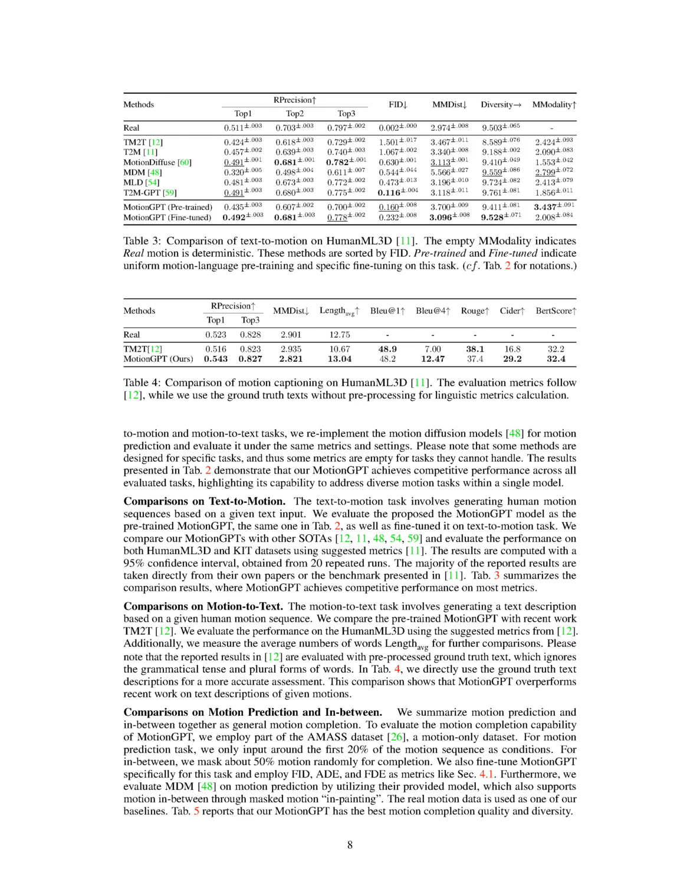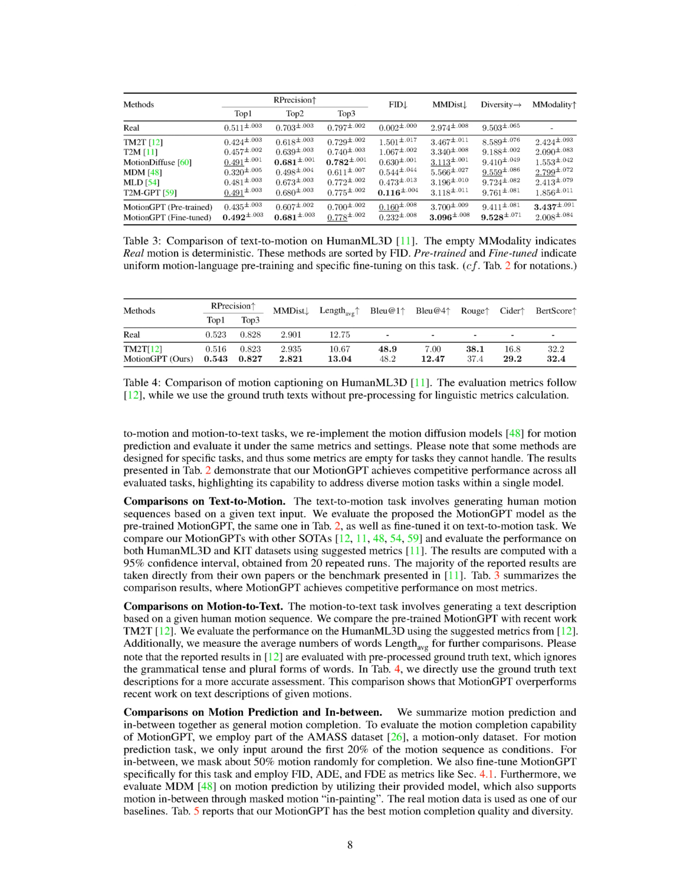The Comparisons on Text-to-Motion subsection centers on a task that involves creating human motion sequences from given text inputs. We use the pre-trained MotionGPT model and fine-tune it for the text-to-motion task. We measure our model's performance against other top models on the HumanML3D and KIT datasets. Our results, with a 95% confidence level based on 20 repeated runs, show that MotionGPT is competitive in most of the measured metrics.